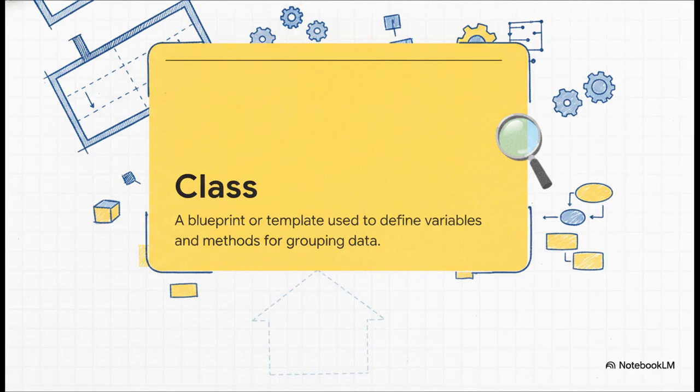To actually use OOP, we have to start with a class. Think of a class as your ultimate architectural blueprint. It defines the variables or attributes and the functions or methods to group related data together. But remember, a class doesn't do anything on its own. It is strictly an abstract idea, just waiting to be brought to life.